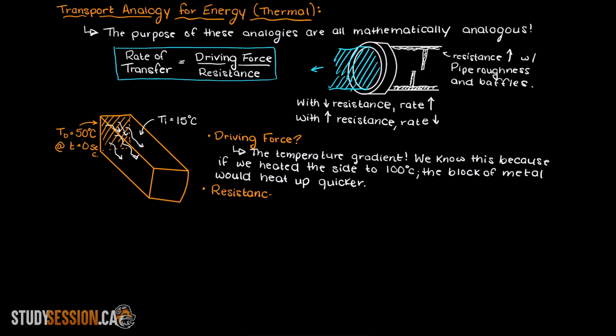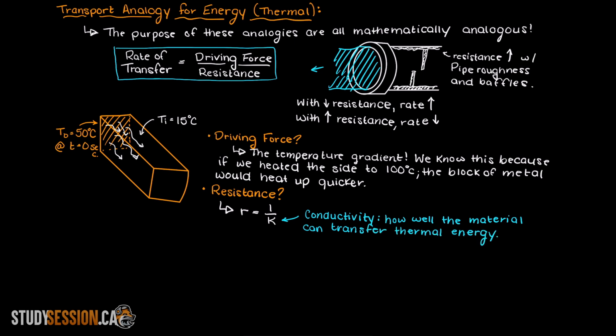But what about our resistance term? Well, the resistance here is going to be 1 over the conductivity of the metal. And as a reminder here, the conductivity of a material describes how well the material can transfer thermal energy. So, a material with a high thermal conductivity will transfer the energy across our block at a very high rate because of the little resistance. Whereas if we had a material like wood, for example, we will have a low rate of thermal energy transfer, as woods generally have a high resistance to thermal energy transfer because they have a low thermal conductivity.